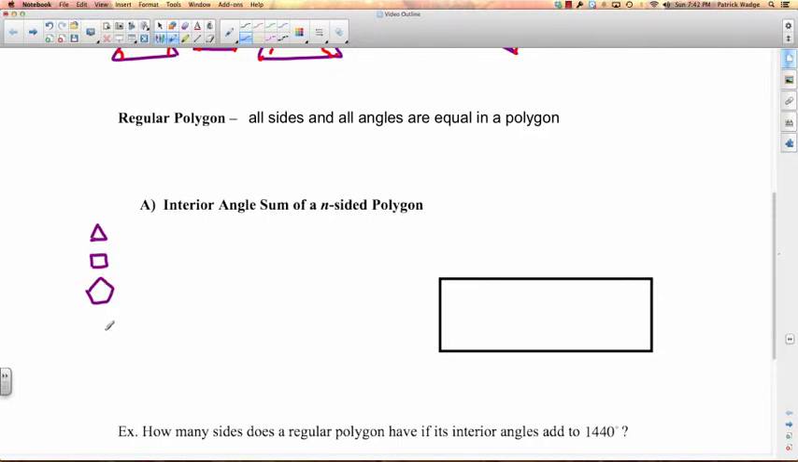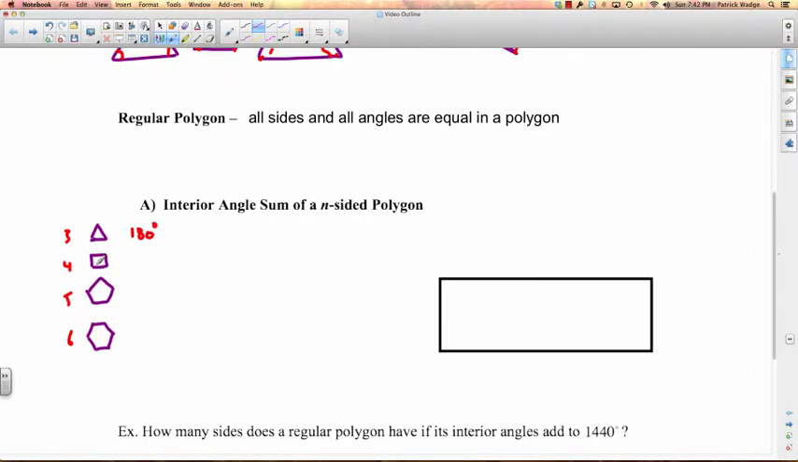1, 2, 3, 4, 5, good, and then we'd have 6 sides. And let's just stop there and see what we've got. So when we have 3, 4, 5, 6, what's the sum in a triangle? We should already know that. In a triangle, the angles always add up to 180 degrees.